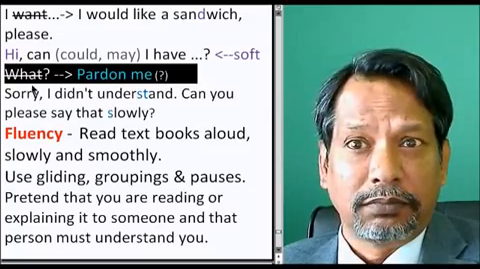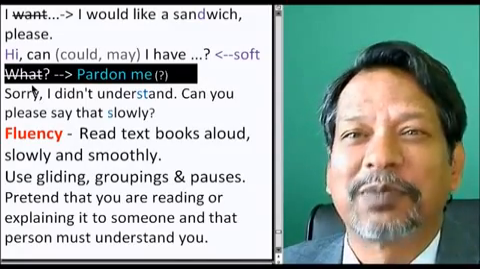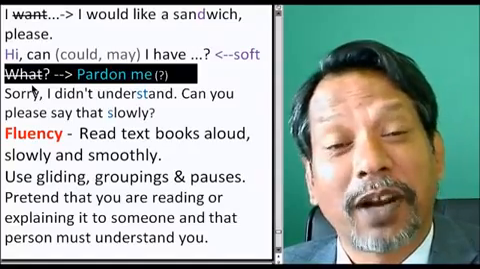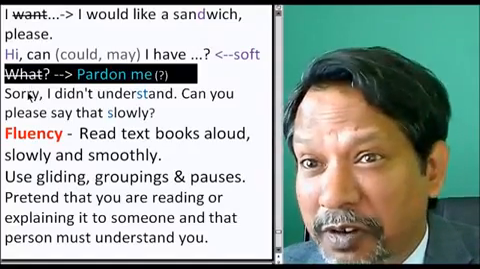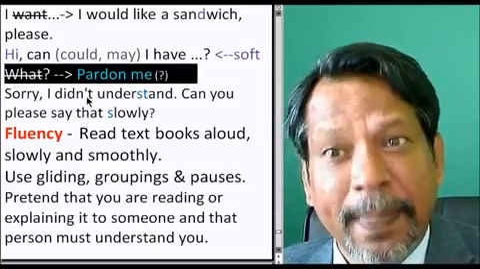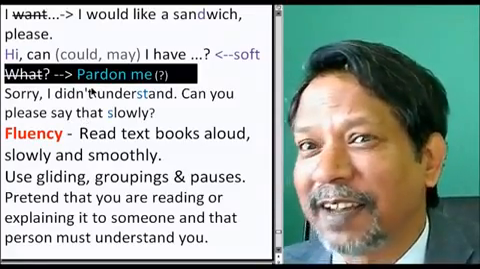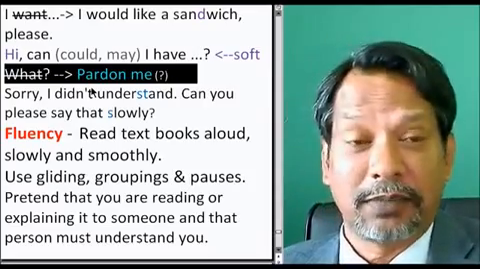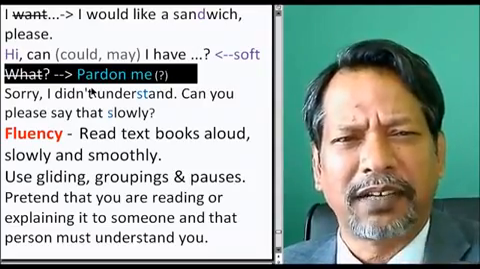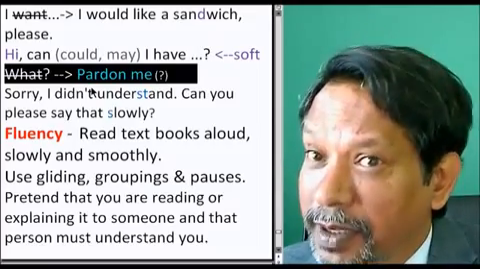If somebody says something you didn't understand, saying "What?" is impolite. You have to say, "Pardon me?" Or, "Sorry, I didn't understand. Can you please say that slowly?" Pardon me sounds like a question. Can you repeat that again? Many people mumble, don't say clearly, or you didn't hear right. Say, "Pardon me?"